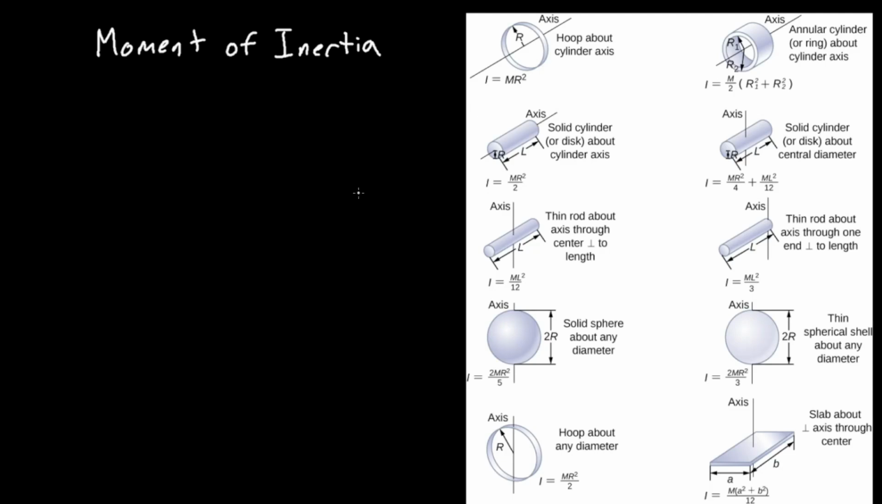In this video, we'll be talking about moment of inertia. So what is moment of inertia? Well, MOI stands for moment of inertia. It's sort of the mass in any rotational movement.